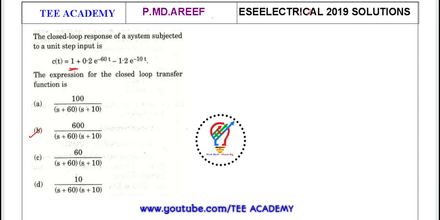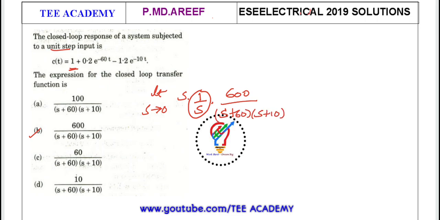Now how will we check this? Check the options, which has a steady state value of 1. So limit s tends to 0, the input is a step input, so s into G of s. So what G of s do you have to take? We don't know, so let me take option B here. S into G of s is multiplied with the input, so into 1 by s, the step input, into 600 divided by (s plus 60) into (s plus 10). If you substitute s is equal to 0, 600 divided by 60 into 10, it is going to be 1.